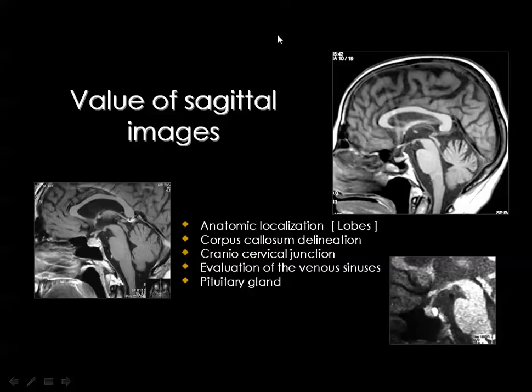And one of the important values of the sagittal images is the assessment of the pituitary gland. If you have a sagittal image without intravenous gadolinium injection, you can easily identify the difference between the anterior pituitary and the posterior pituitary. The posterior pituitary contains more triglycerides, more fat, so it appears relatively bright in the T1 weighted image compared to the anterior pituitary. But if you inject contrast media, both lobes will enhance homogeneously, and you cannot identify the posterior from the anterior one.